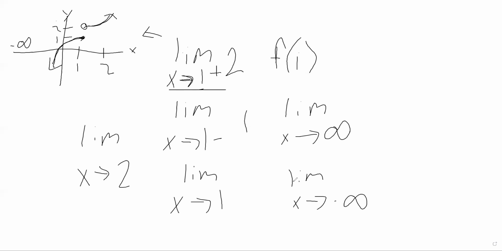So the next question is where it says the limit as x approaches 1. In order to do something where it doesn't say from the positive or from the negative direction, you have to check both the positive and negative directions. If the positive and the negative directions are the same, then it's that value.